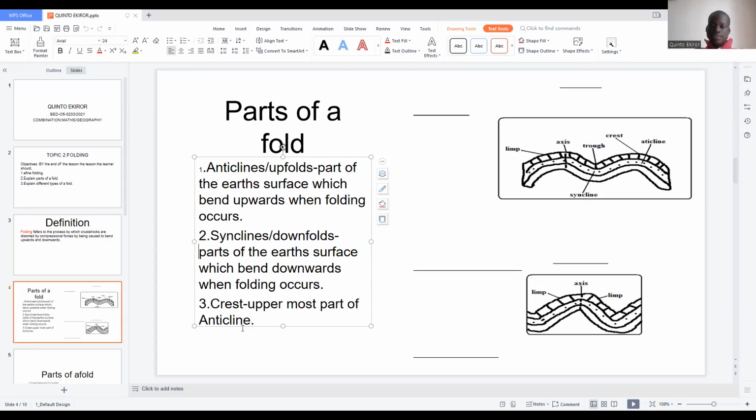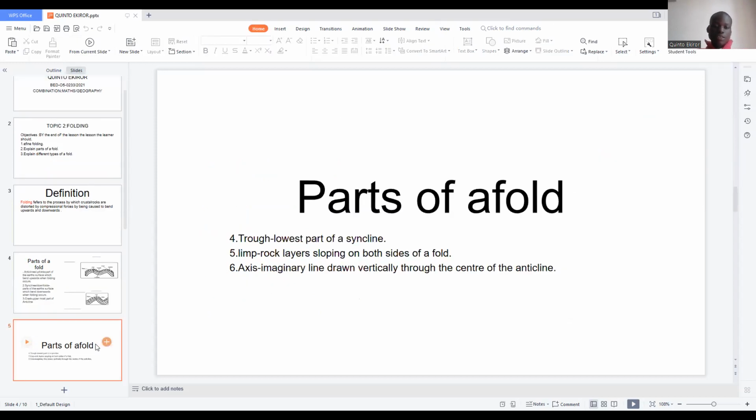Number three is the crest. This is the crest. This part is the crest. It simply means the uppermost part of an anticline, or the topmost part of an anticline is what is referred to as a crest. Understood? Understood, students? If you have a question, you can raise it.